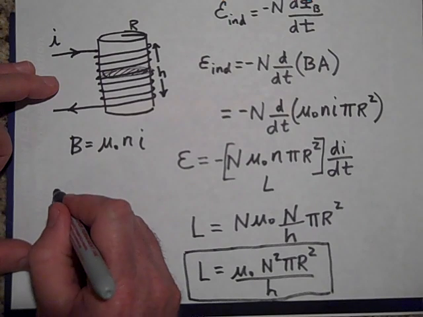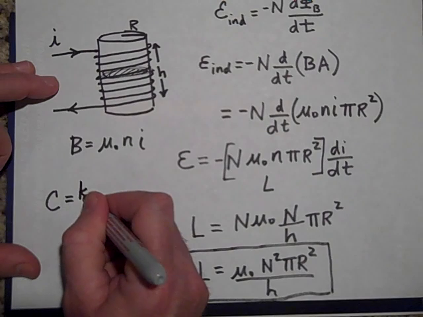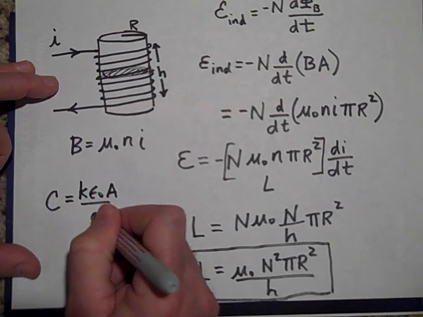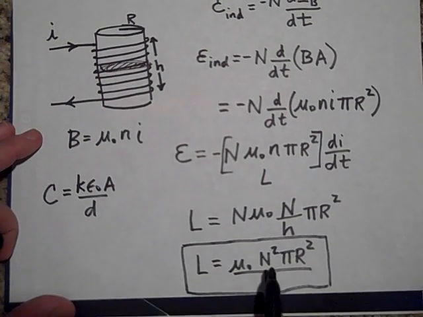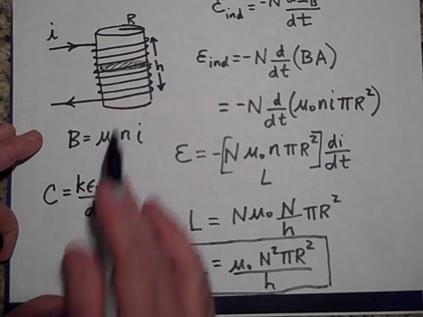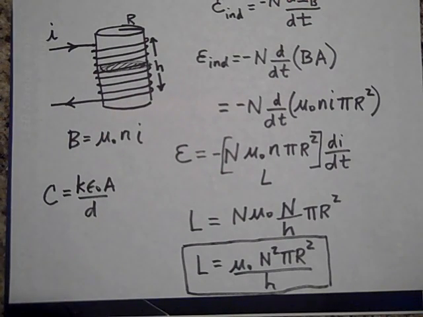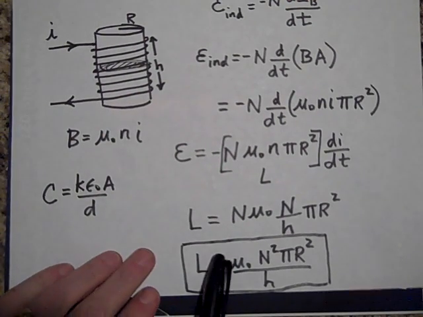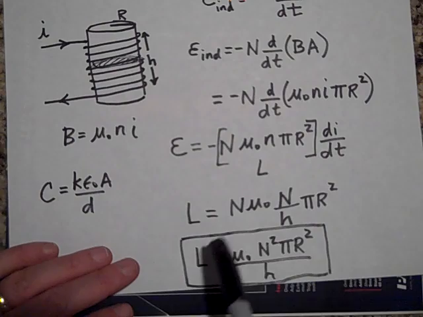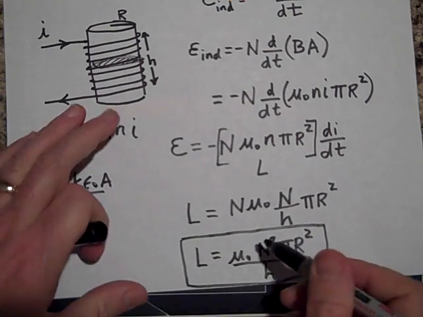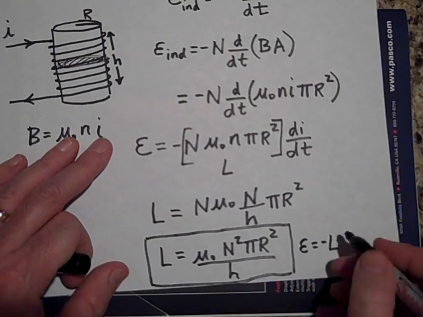It's kind of like capacitance for a parallel plate capacitor is equal to K epsilon naught A over D. This is only true for a parallel plate capacitor, and this one is only true for this type of solenoid, where the core is actually air. Okay, so this is how you calculate the inductance of a solenoid, and if I put that in, E is equal to negative L, where L is all this stuff, di dt.